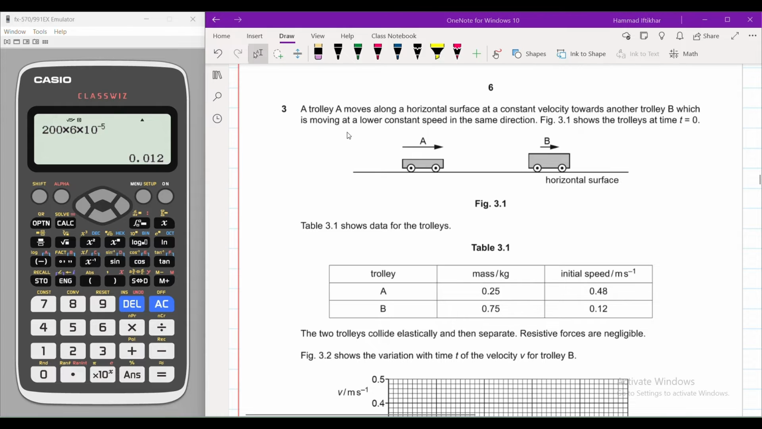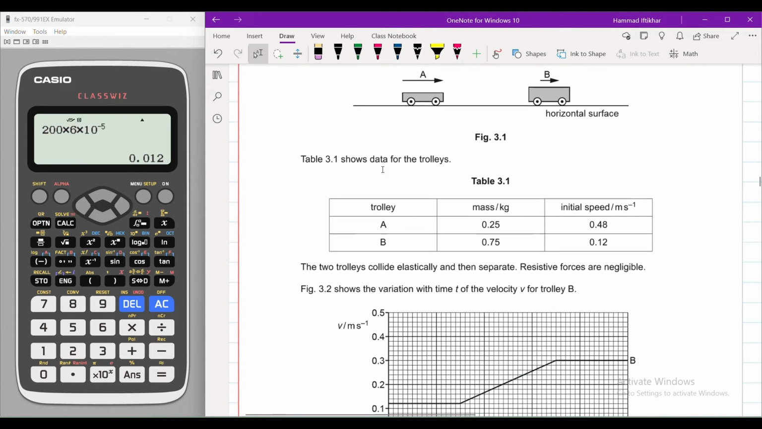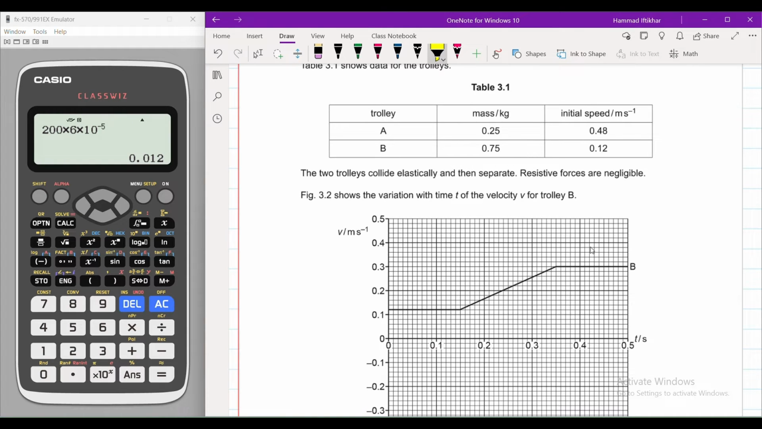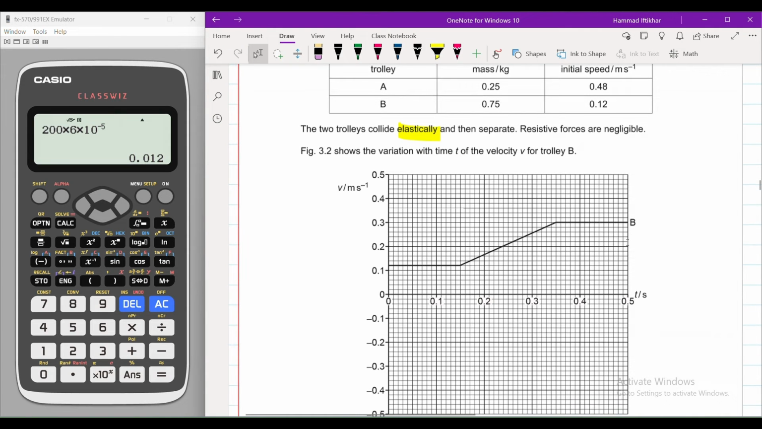Okay. A trolley A moves along the horizontal surface at a constant velocity towards another trolley B, which is moving at a lower constant speed in the same direction. Table 3.1 shows the data for the trolleys. Trolley A, mass 0.25, initial speed. The two trolleys collide elastically and then separate. So elastically means that the kinetic energy is also conserved and the momentum is also conserved. Resistive forces are negligible. Figure 3.2 shows the variation with time t of the velocity v for the trolley B.